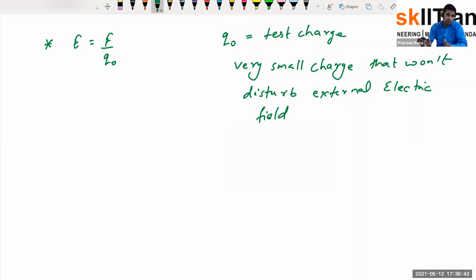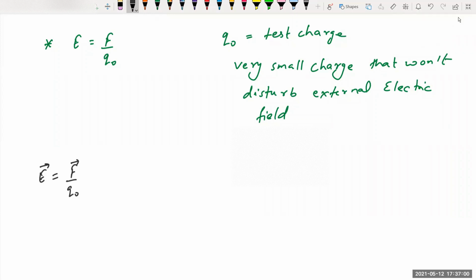That it won't disturb anything in our system. Now, from this formula, I can say electric field is equal to F upon Q naught. I think you have studied something about vectors. So there must be definitions present also. Can you tell me what's the definition of electric field from this formula?